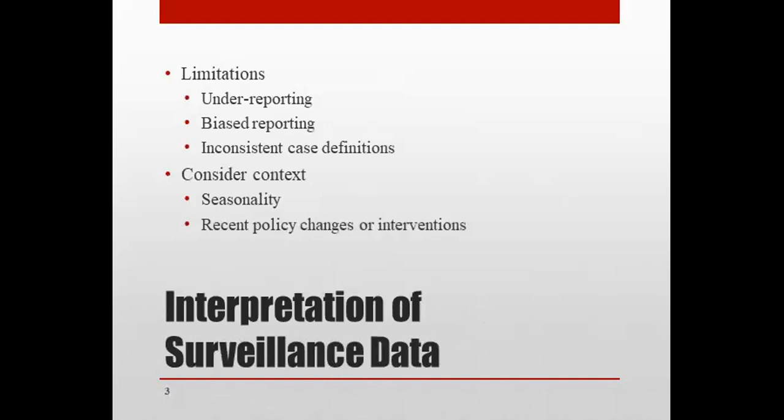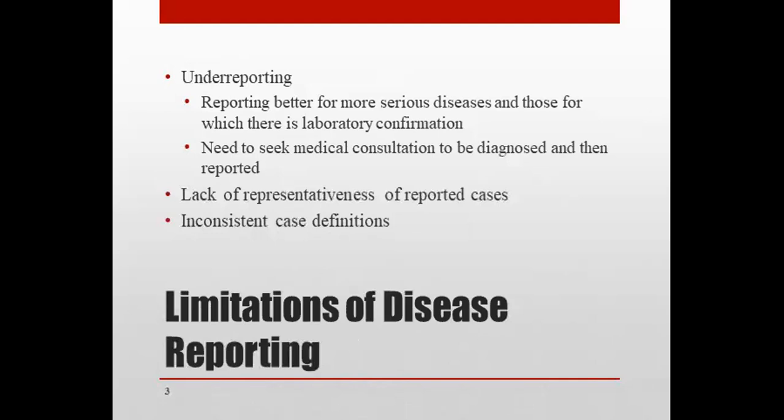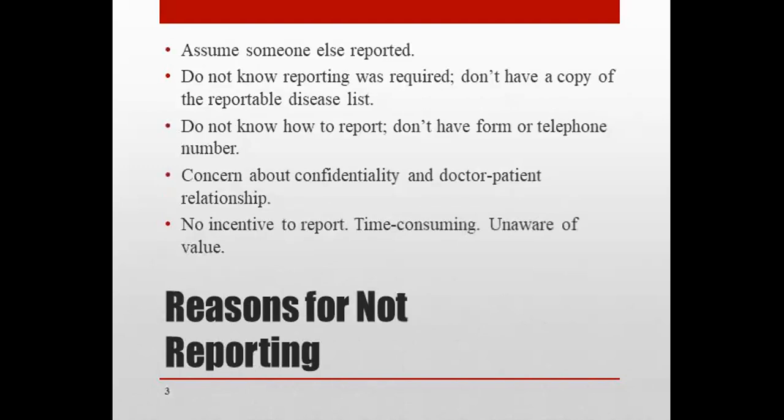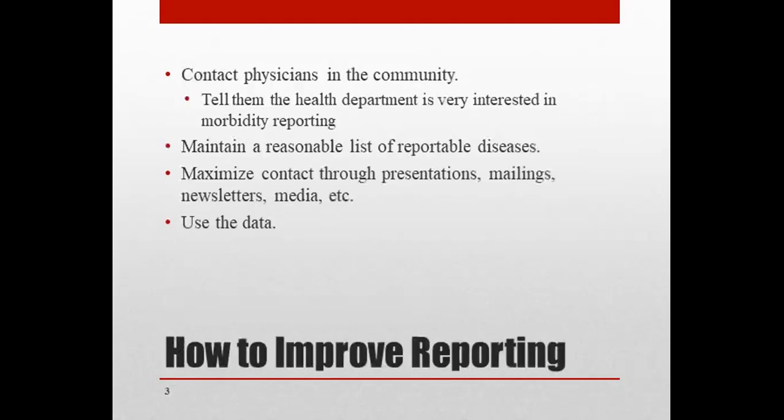Interpretation of surveillance data: there are limitations of surveillance data. For example, there may be underreporting, biased reporting, inconsistent case definitions, and the need to consider context. There may be seasonality and recent policy changes or interventions. There is also a lack of representativeness of reported cases. Reasons for not reporting a disease include: assuming someone else is reporting, not knowing reporting was required, not knowing how to report, concern about confidentiality and the doctor-patient relationship, and there is no incentive to report, it is time-consuming, or the value is not recognized.